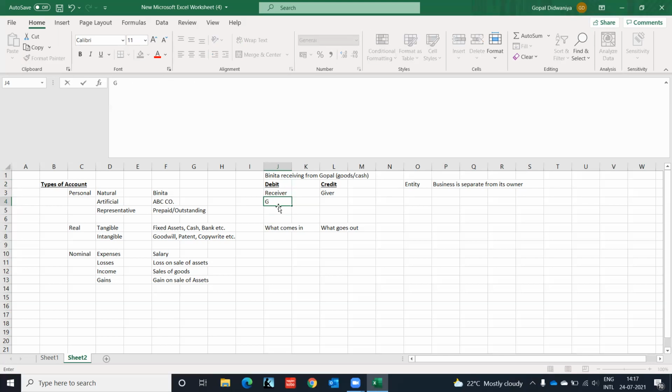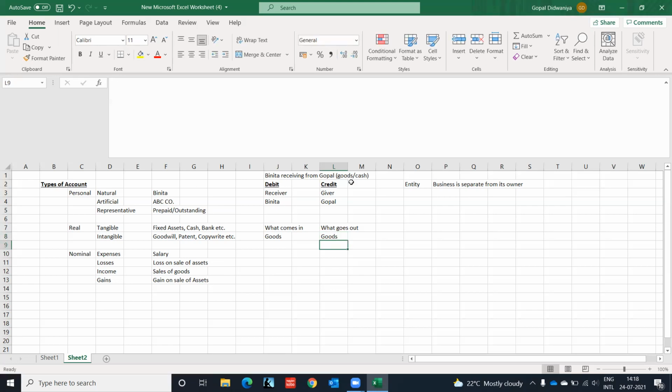So Vinita will be the debit and Gopal will be the credit. Now what you are receiving is goods or cash. Let's say it is goods. So what comes in? Goods. Debit goods. What goes out? Cash. If I am sending you goods, that means it is goods only. Correct.